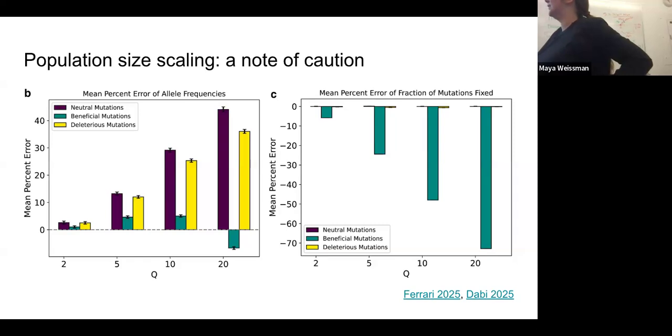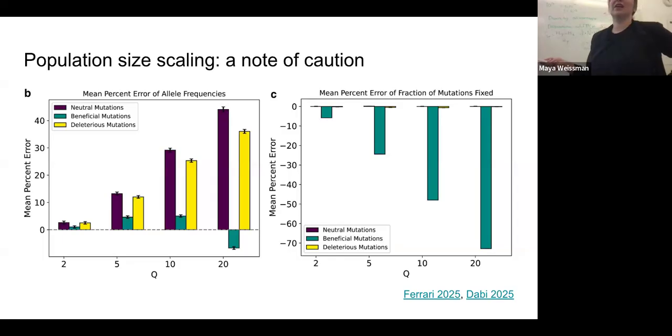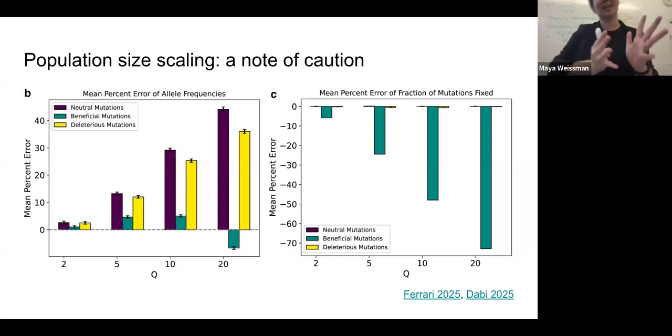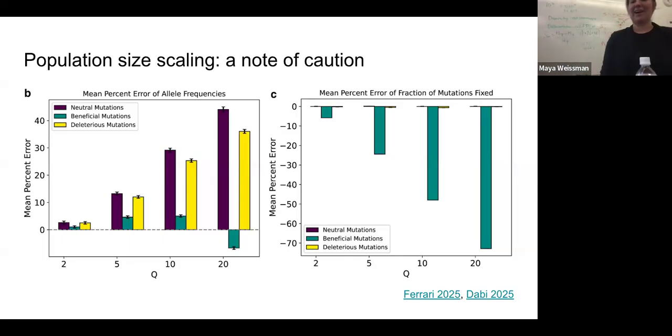For equilibrium allele frequencies, it's kind of all over the place, but you can also see that as you increase the scaling factor, as you decrease the population size that you're using, errors are increasing overall. So the smaller your scaling coefficient is, if you're using one, the better. A lot of people use a scaling coefficient of like 10, which can introduce a lot of errors in your results.